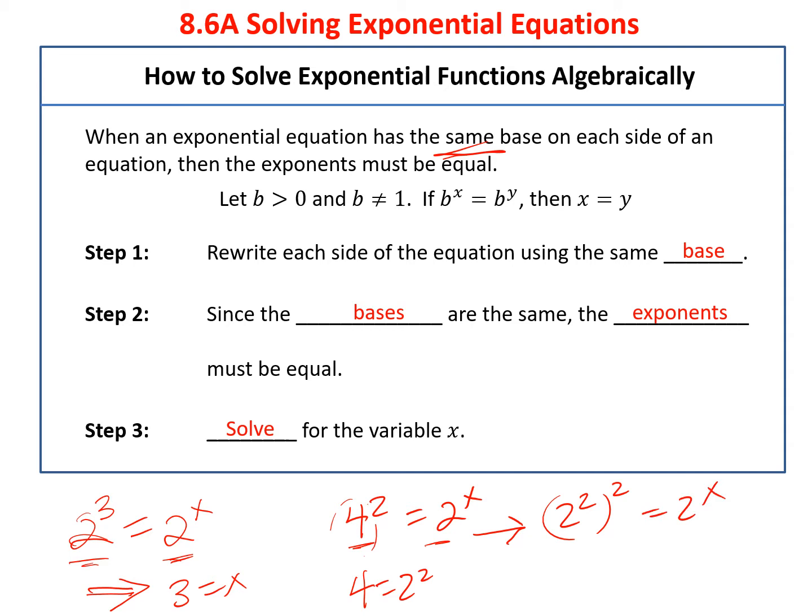When you take the power of a power, you multiply. So I get 2 to the fourth equals 2 to the x. And now, same base, so the exponents must be the same. So that's the key thing in this problem. Generally, you're just trying to make sure you get the bases to be the same, and then if they're the same, the exponents are the same.